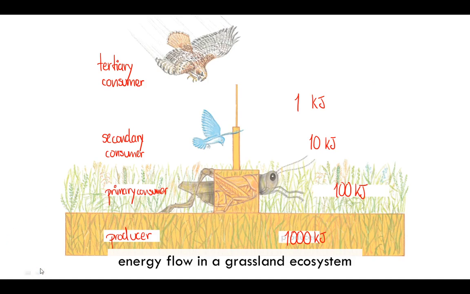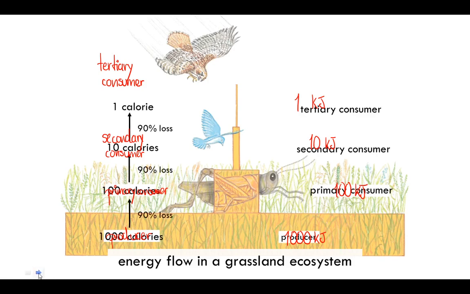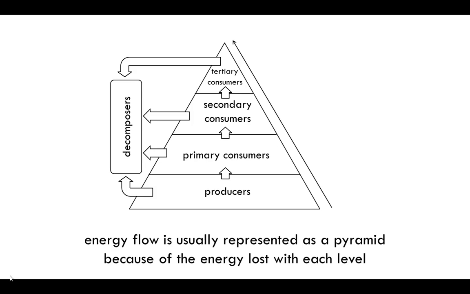So if we return to this diagram, there's an arrow here. At the bottom of the pyramid, we have more energy. And we have more organisms.